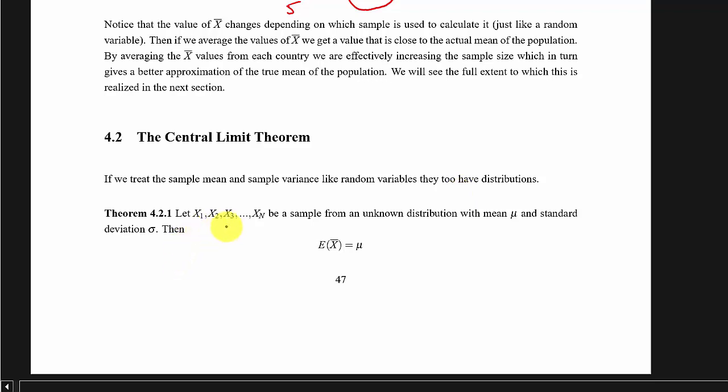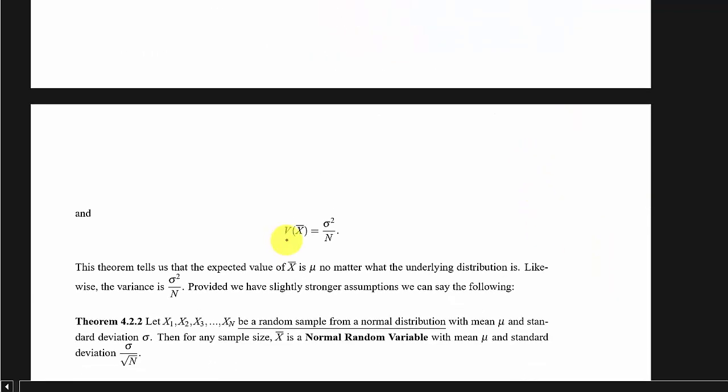So let x1, x2, x3 all the way to xn be a sample from an unknown distribution with mean mu and standard deviation sigma. Then the expected value of x bar is equal to mu, the population mean. And the variance of x bar is sigma squared over n. This theorem tells us that the expected value of x bar is mu no matter what the underlying distribution is. Likewise, the variance is sigma squared over n.